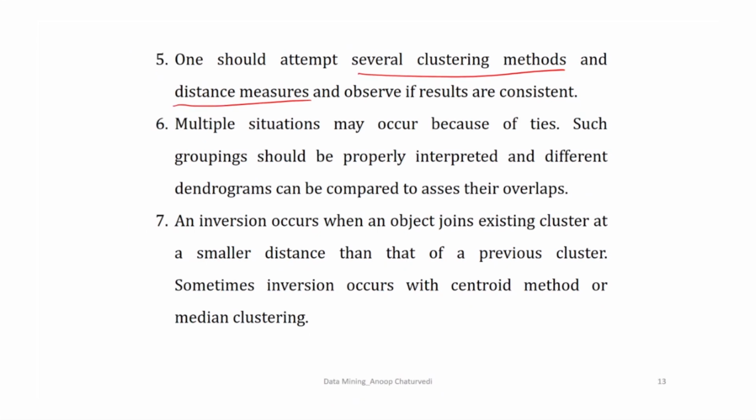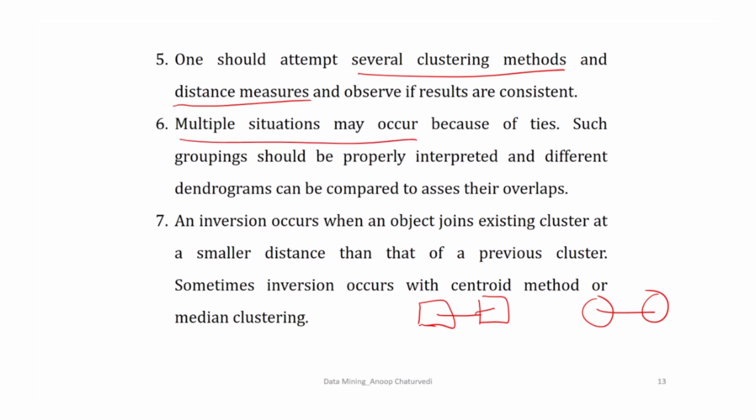Then sometimes you may have ties. You may have, say, these two clusters, and then you have these two clusters at the same distance. So, there is a tie. So, one can combine these two clusters first and then move further, or another person may combine these two clusters first and then move further. So, because of ties, multiple situations may occur.